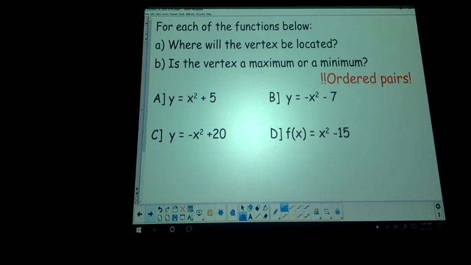Cool. For each of the functions below, where will the vertex be located? And then is the vertex a min or a max? Does this one open up or down? It's an up. What's my vertex got to be on this one? Close. 0, 5. So that would give us a minimum value because it's opening up. Does that make sense? The vertex is the lowest point.